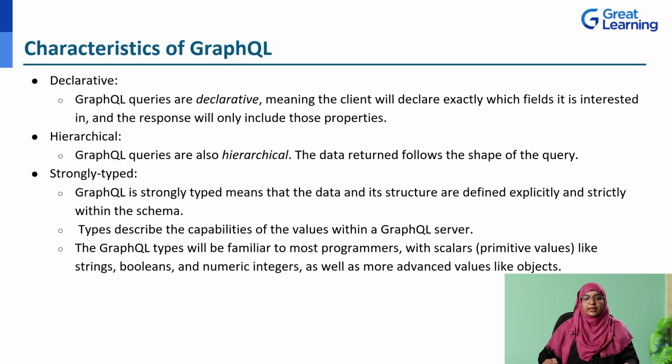And then your GraphQL is a strongly typed API. When we say strongly typed, we mean that the data and its structures are defined explicitly and strictly with the schema, right? And then the types describe the capability of the values within your GraphQL servers. Some of the data types are already familiar to all programmers, like your scalars, that is your primitive values, like your strings, booleans, your numeric integers. Also, we have some advanced data type values such as your objects, right? So you can say that GraphQL has a strongly typed characteristic wherein the data and its structures are defined explicitly and strictly within the schema.